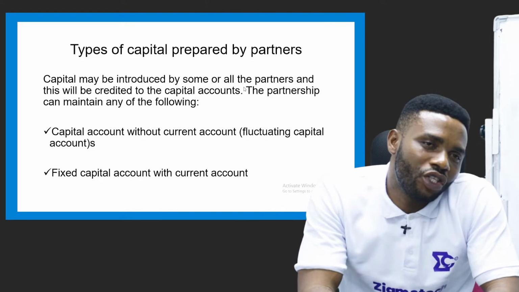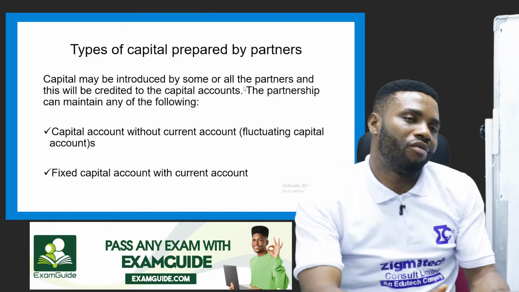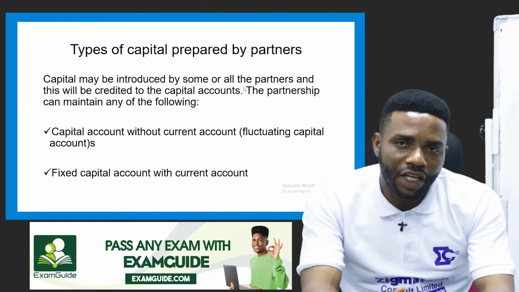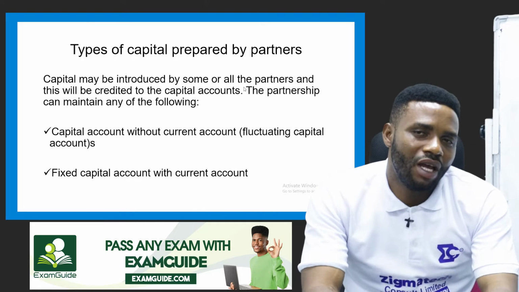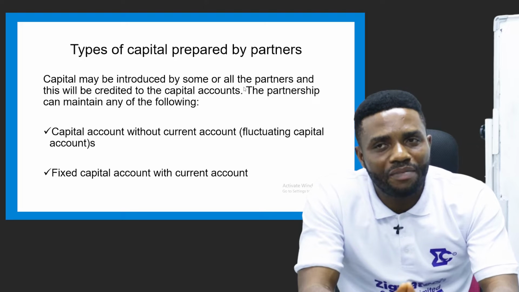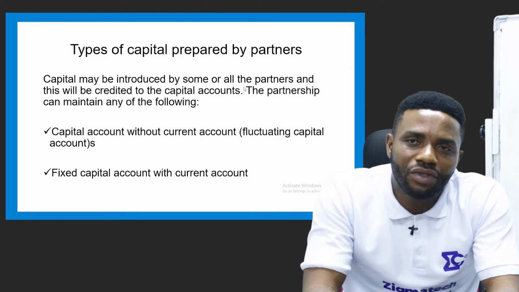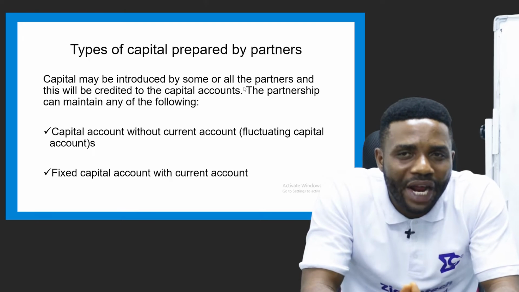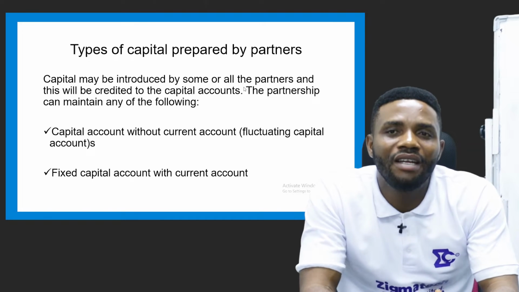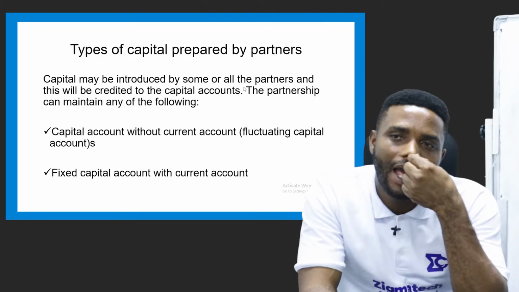And that money is not just introduced and kept somewhere in the company. That money must be in an account. So when the partners introduce this money, they must open account. Now, what we are saying is that two types of account can actually be kept or maintained by these partners. Number one, we can have an account that is without a current account. That is the account we call fluctuating capital account. It is called fluctuating capital account.